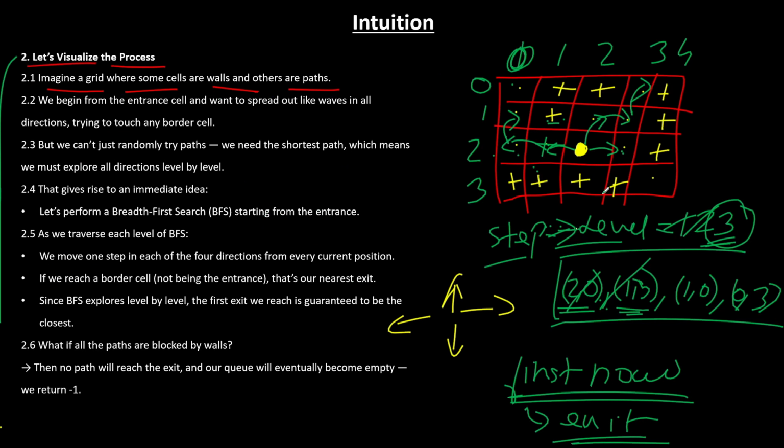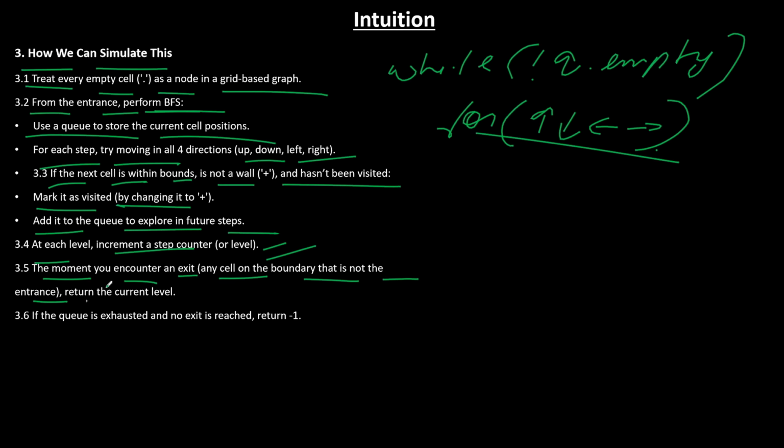The moment you encounter an exit, a cell on the boundary that is not the entrance. Also check when you are at the first row, last row, first column, or last column, and the row comma column value is not equal to the entrance dimensions. Fine. If the queue is exhausted and no exit is reached, we return -1. It makes sense because if the queue got exhausted, okay, and you haven't reached any exit till now, that means there was no exit present there.